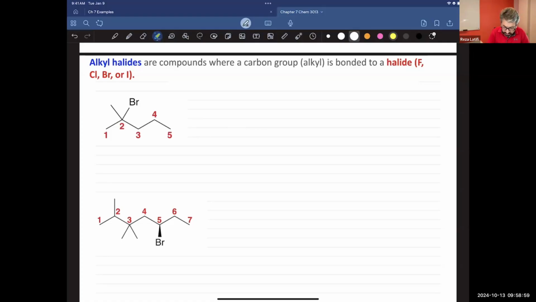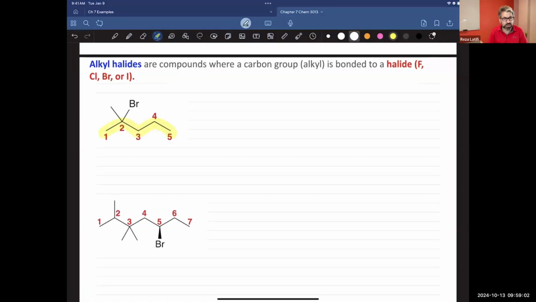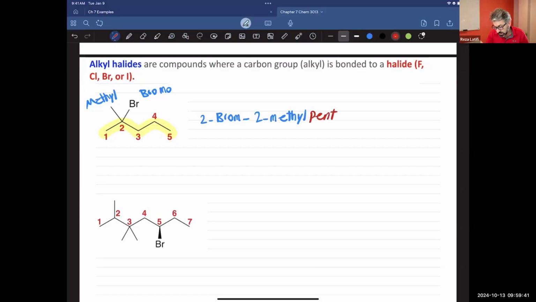In this case, the main chain will be that one. So that's going to be the parent chain. It has 5 carbons. It will be pentane. I have 2 substituents attached to it. One is bromine, and the second is methyl. So on the second carbon here, I have a bromo, and also I have methyl. Priority will go with the bromo. So I'm going to say 2-bromo. Next, I have methyl on the same carbon, so I say 2-methyl, and I have 5 carbons, so this one will be pentane.